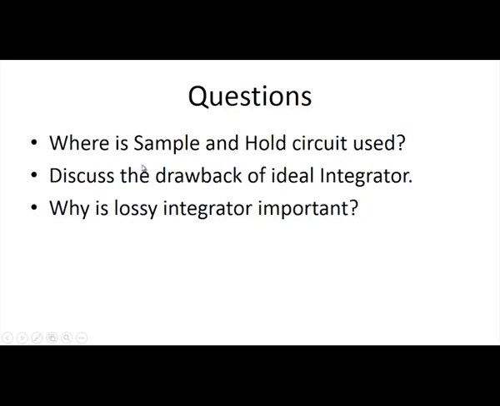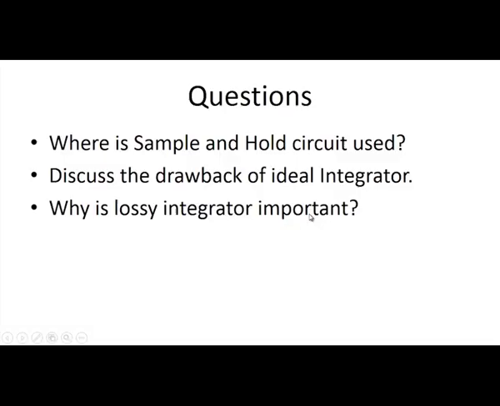So, now you can try to answer the question: where is the sample and hold circuit used, and discuss the drawback of the ideal integrator. The drawback of the ideal integrator, which we have seen, is that if the frequency of the input signal is very low, or you can say if it is 0, then the gain of the integrator will be saturated. So, this is the drawback of the ideal integrator; it should not saturate.